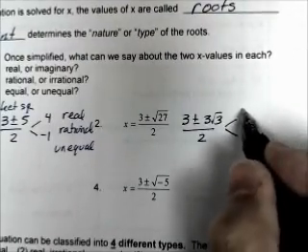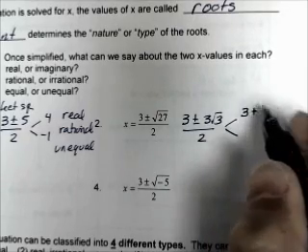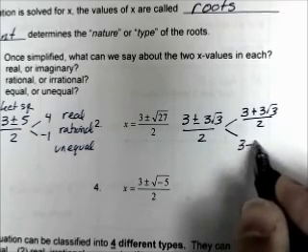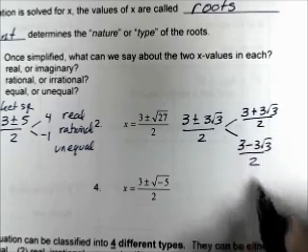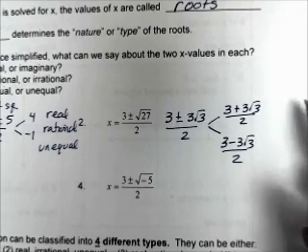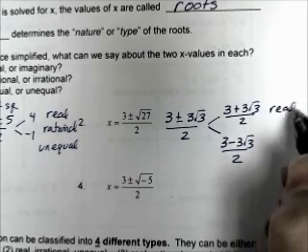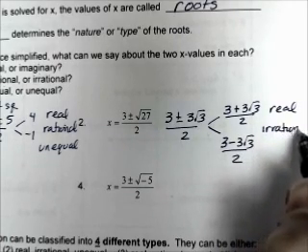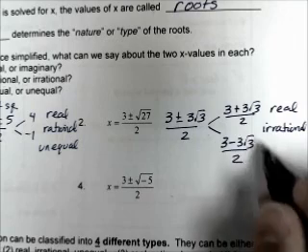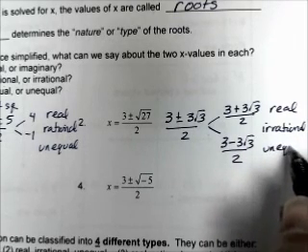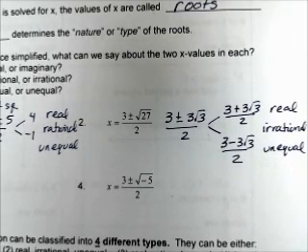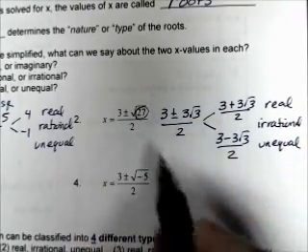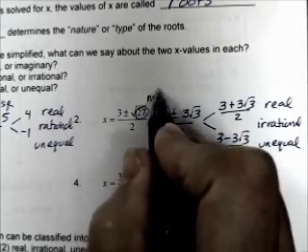We have 2 roots here. We have 3 plus 3 square root of 3 over 2, and we have 3 minus 3 square root of 3 over 2. So we have 2 different roots here, but they are both real. They're real roots. They're irrational, and they are unequal. They're 2 different roots, so they're unequal. And we see this when the discriminant value is greater than 0, but not a perfect square.